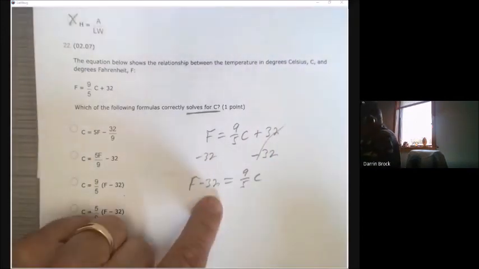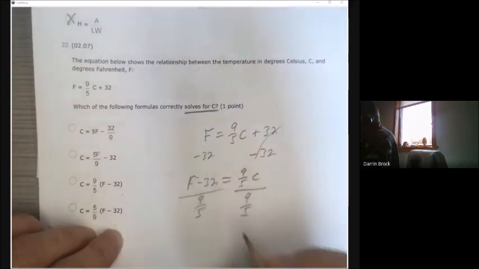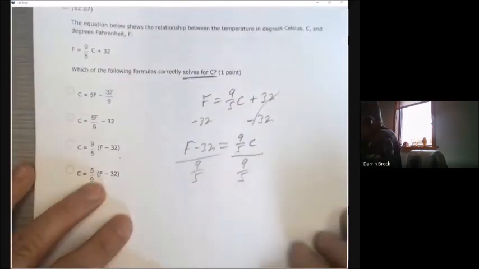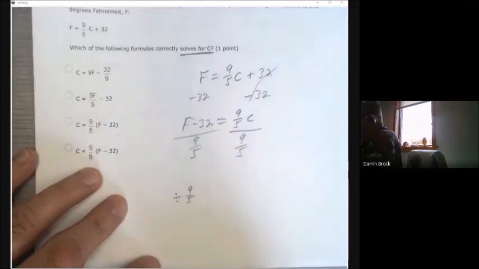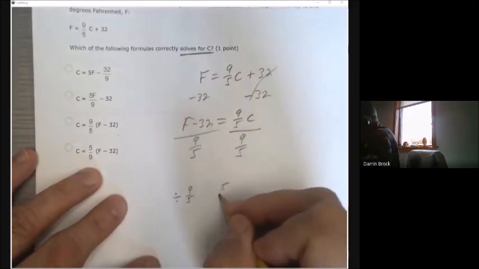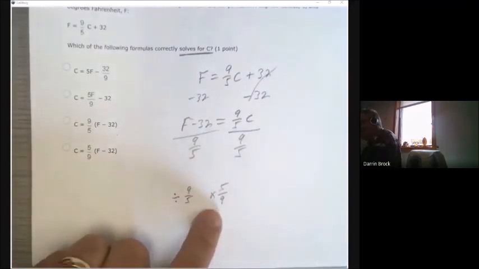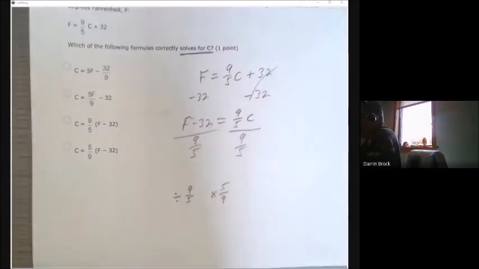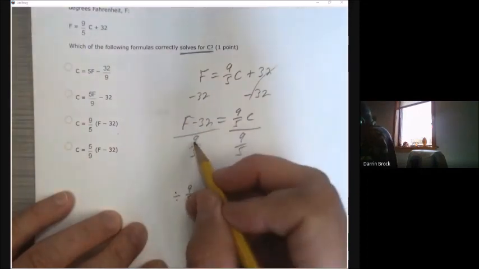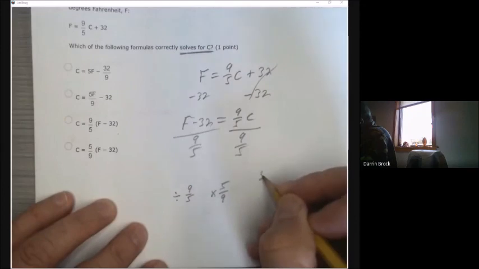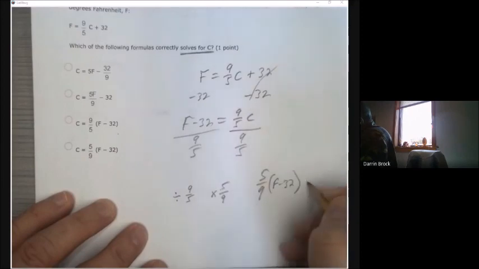So to get C by itself, we've got to divide by 9/5. Now, those of you who remember working with your fractions, if you divide by 9/5, you have to reverse that to 5/9 and multiply. That's how fractions work. Anytime you divide by a fraction, that's the same as multiplying by the reciprocal. 9/5 becomes 5/9. So dividing this by 9/5 makes it multiplied by 5/9 times F minus 32, and that would equal C.